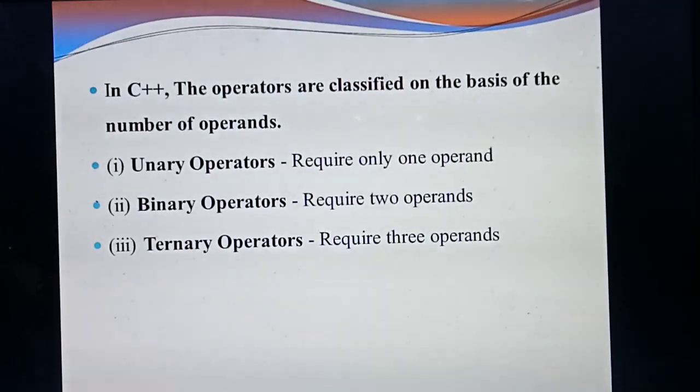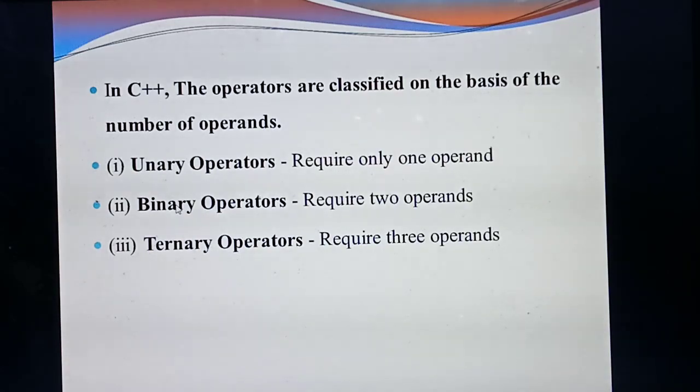So first one is unary operator. Second one is binary operator. Third one is ternary. First one is which one? Unary. Second one is binary. Third one is ternary.